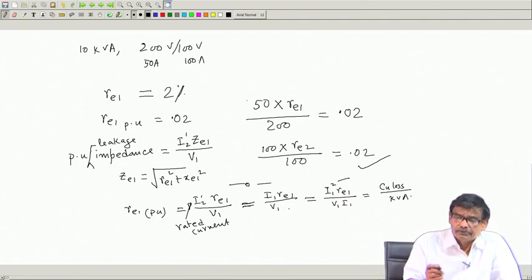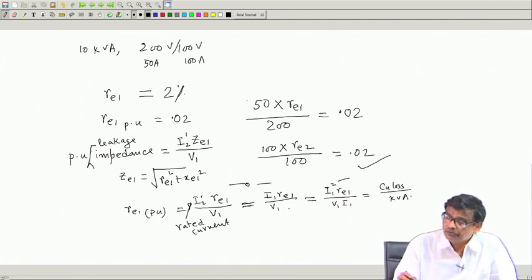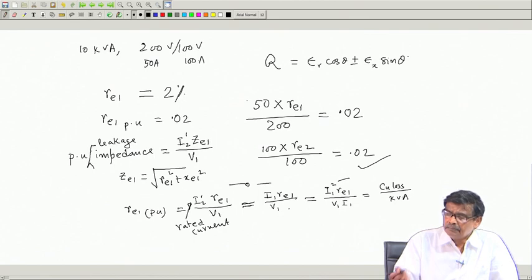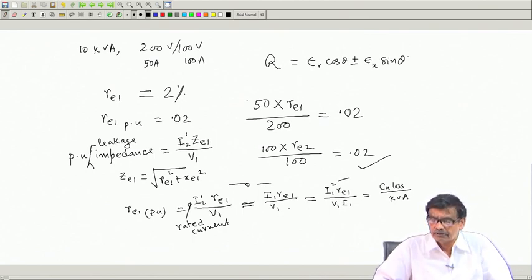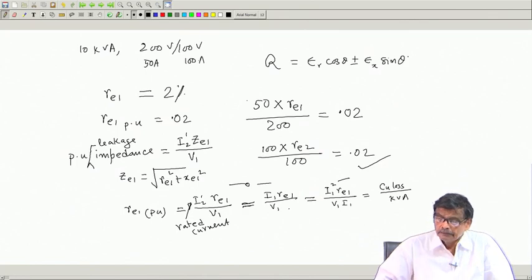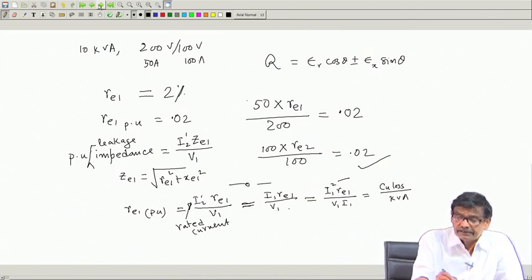So if you know the per unit values, the regulation expression then comes out to be epsilon r cos theta plus or minus epsilon x sin theta, with the minus sign used for a leading power factor of the load. So this is the thing.